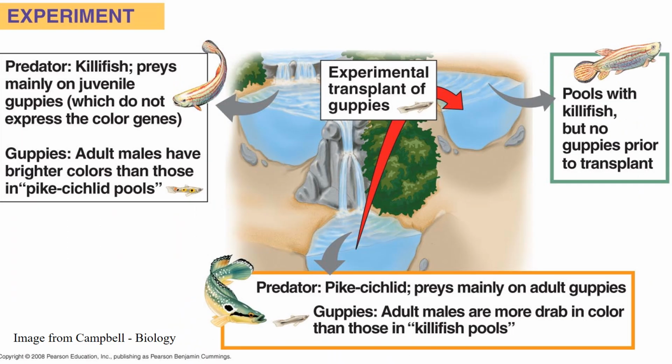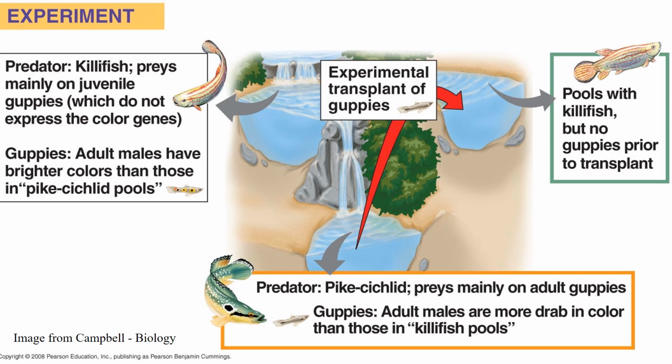Another classic evolutionary investigation was an investigation of guppy coloration in streams in Trinidad. In this particular area, there are two different predators. There's the killifish, which is a small predator. It mainly eats the really small guppies. And the pike cichlid, which you see at the bottom.